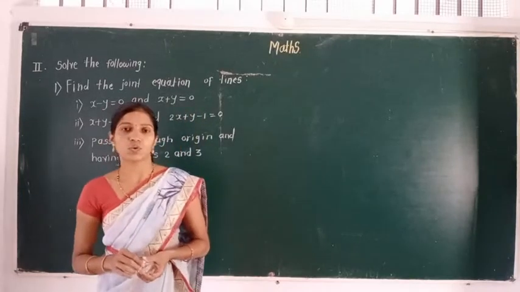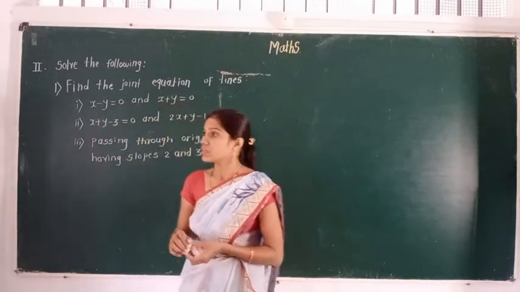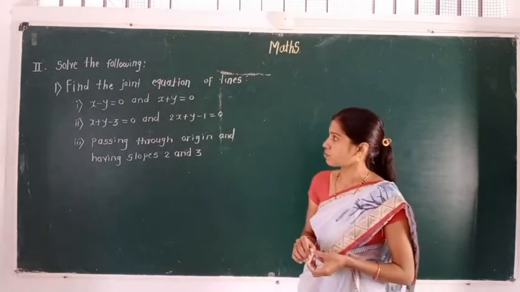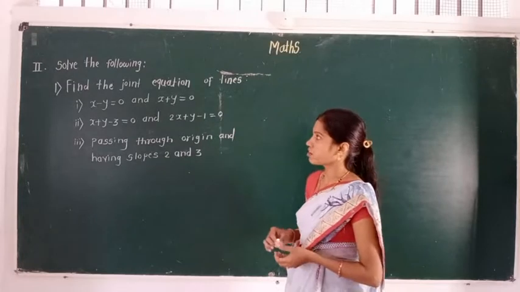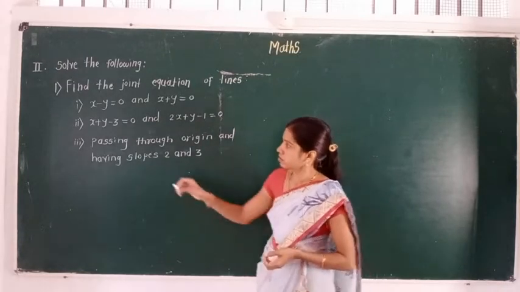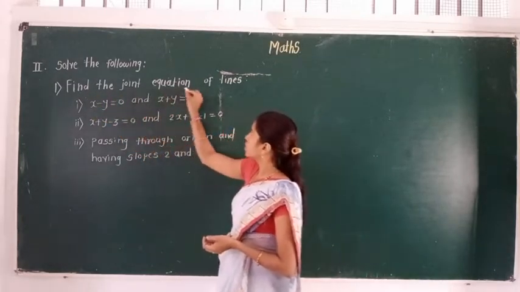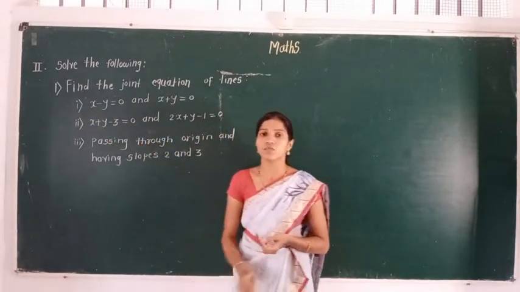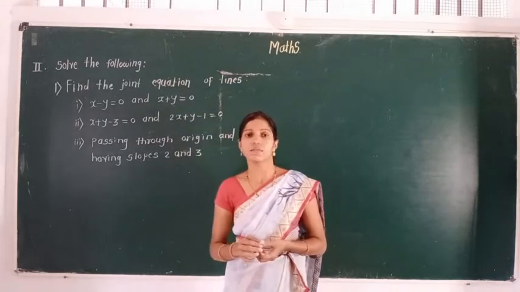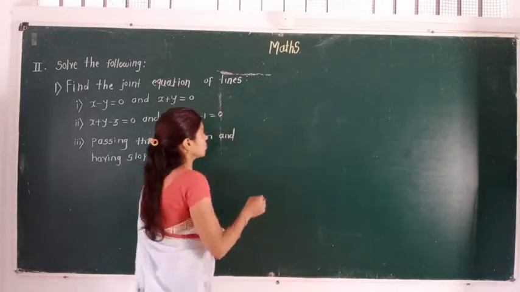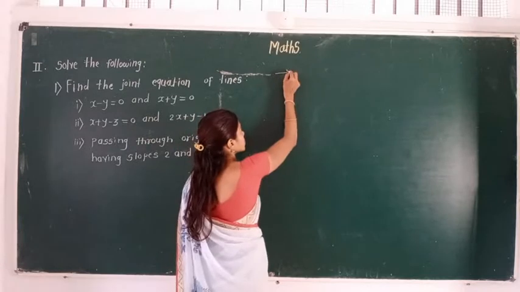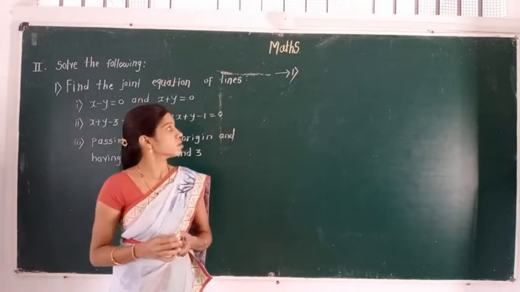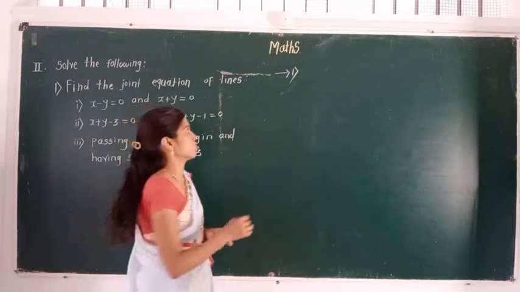Hello students, today we are going to solve the second section of miscellaneous exercise 4. Now let's see, the second section is here. Solve the following. Now find the joint equation of lines. The first example is x minus y is equal to 0 and x plus y is equal to 0. For finding the combined equation of two lines, first we write the given equations.